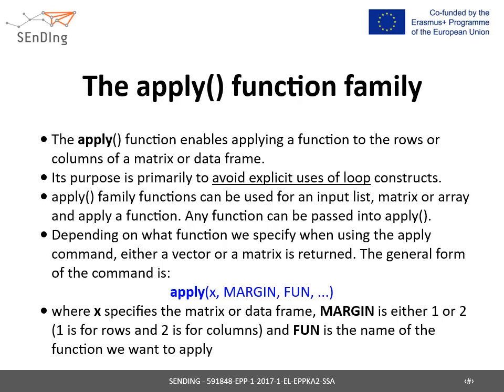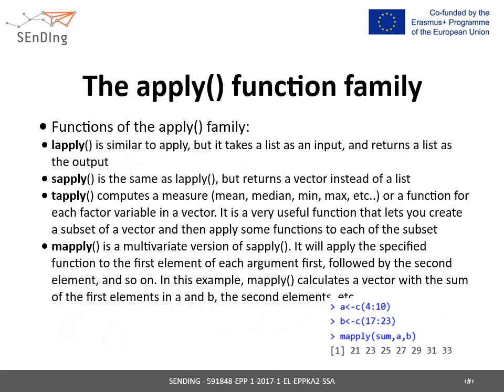The apply function takes as arguments the matrix or data frame, the margin that takes as values either 1 or 2, and the name of the function we want to apply. If we set margin equals 1, then that function will be applied on rows, otherwise on columns. As we already said, the apply function can be used to apply a function to a matrix or a data frame.